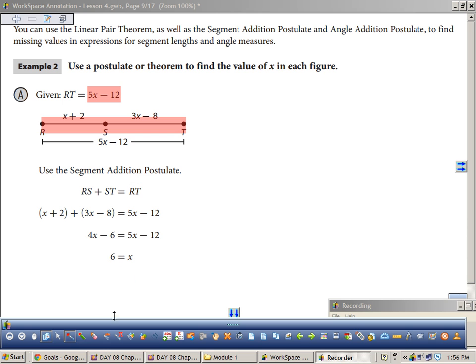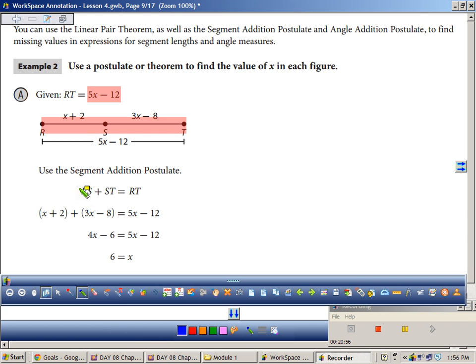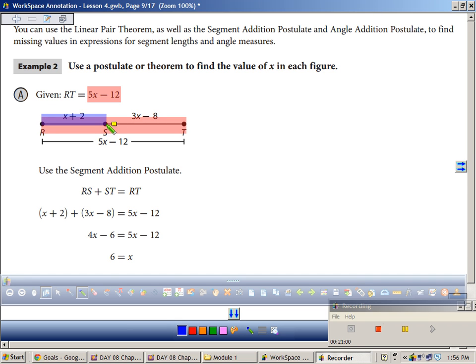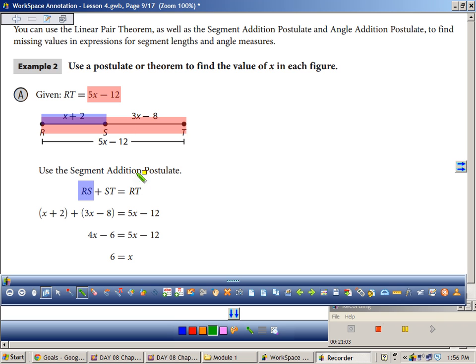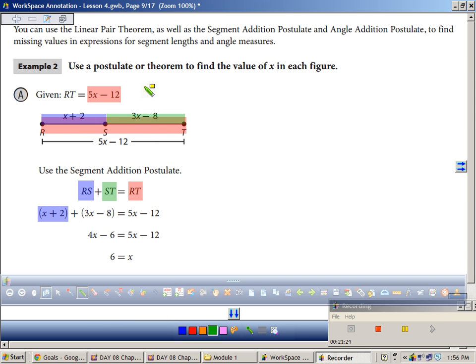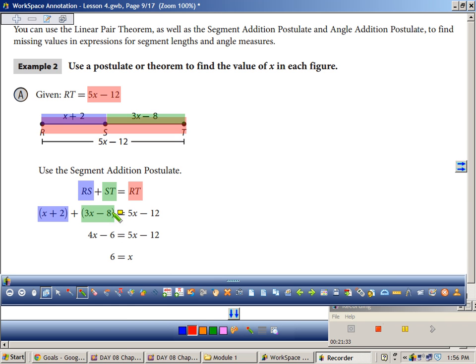If we use the segment addition postulate, it says that RS, which is right here, plus ST, which is right here, is equal to all of RT. So couldn't I substitute? RS is equal to x plus 2, so I'm going to substitute x plus 2. And from S to T is 3x minus 8, so I'm going to substitute ST with 3x minus 8. Because of the segment addition postulate, if I add both of those together, I'm going to get 5x minus 12.